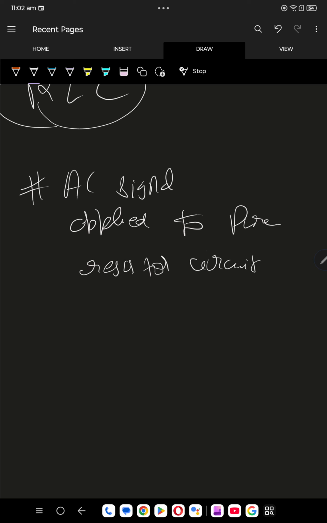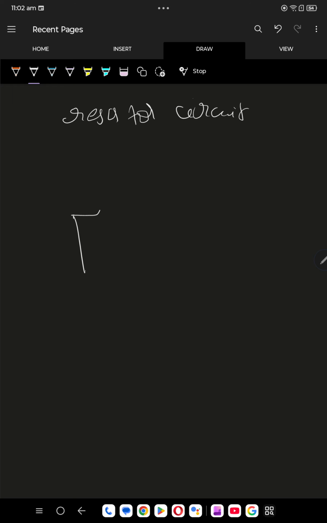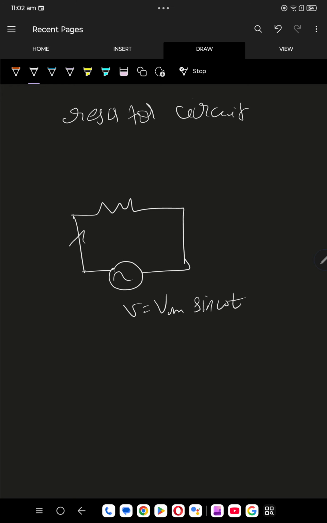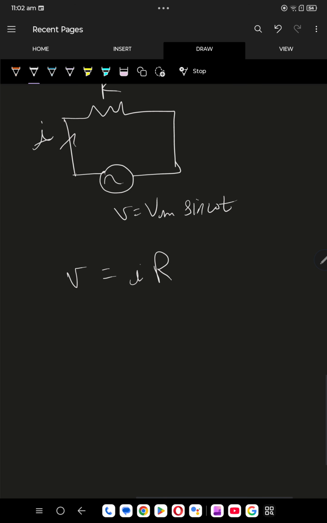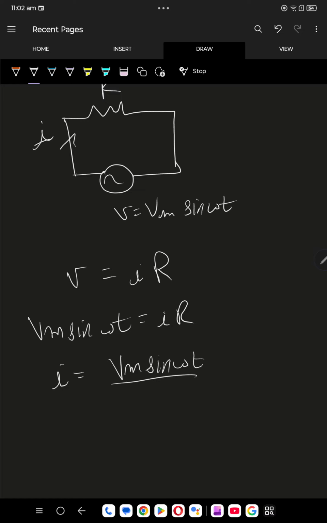Let's start off with the circuit diagram. This is the AC source symbol, and V equals Vm sine omega t. This is the resistor, capital R, and this is the current flowing, denoted with small i. We know that V equals IR by Ohm's law, and we have to find I. Vm sine omega t equals IR, so I is Vm sine omega t by R.